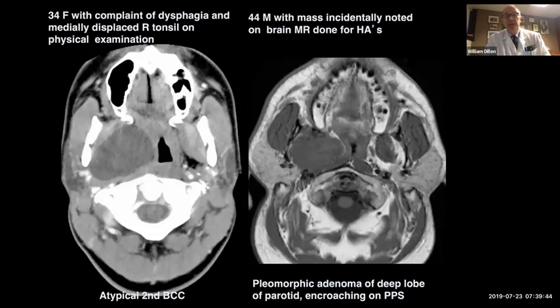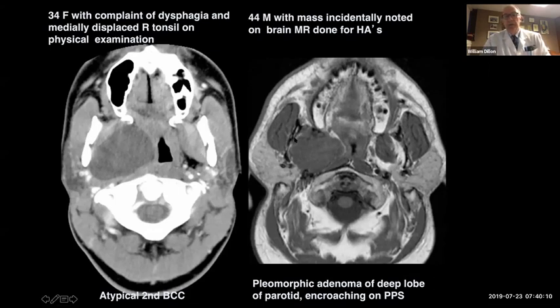So here's just a couple examples. On your left, you see an atypical second branchial cleft cyst. It's called atypical because most branchial cleft cysts occur down near the mandible. But remember that the branchial apparatus courses up through the branchial cleft anomaly to the pharynx, into the tonsil, and a cyst can occur there as well.